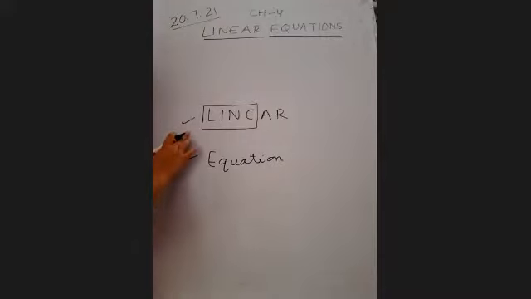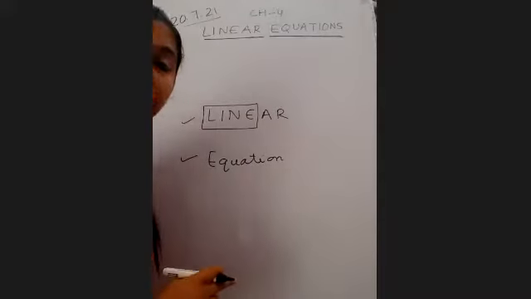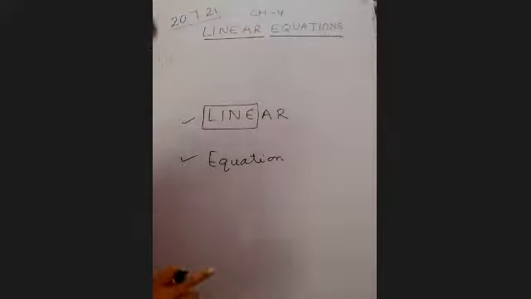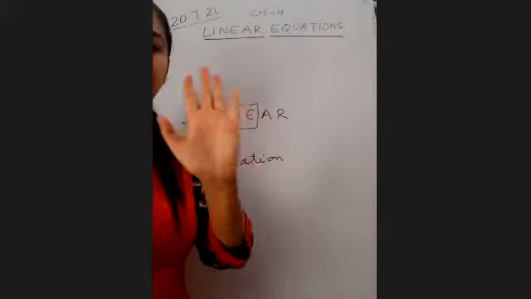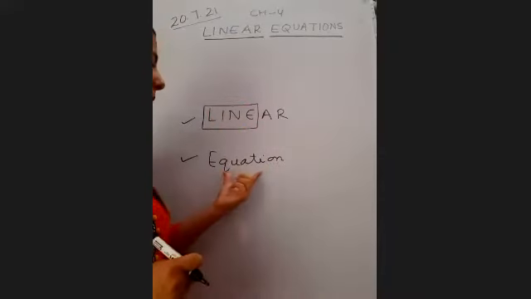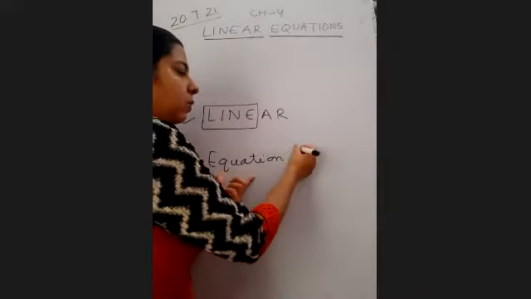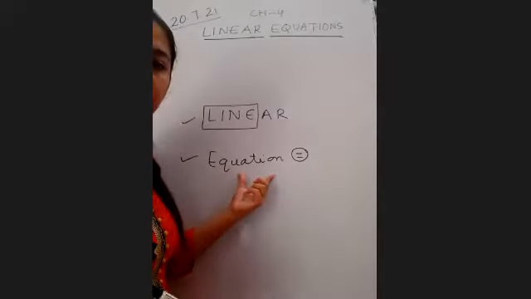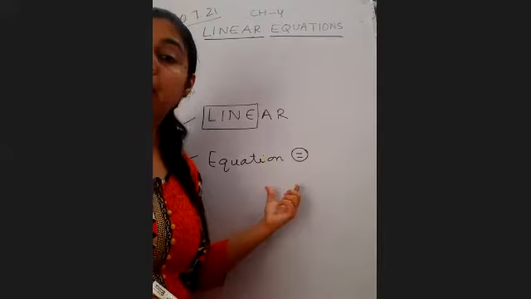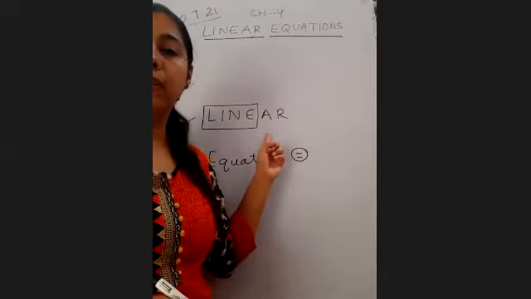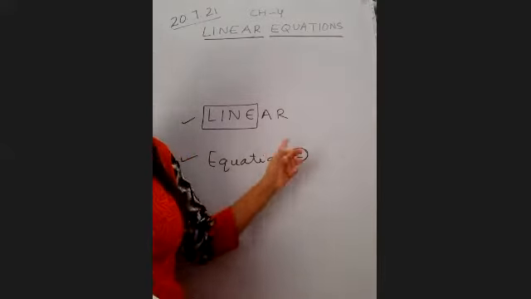Linear means the degree of equation will be, what will be the degree of equation, children, for linear? One. Degree is 1. Equation, whenever you have equal to sign, it gives you the feeling of equation. So when we equate two linear polynomials, what we get is a linear equation.